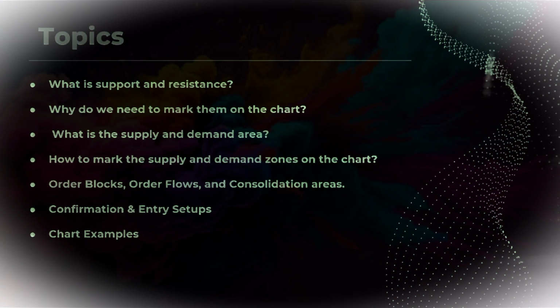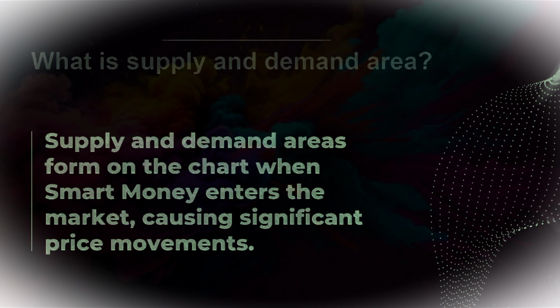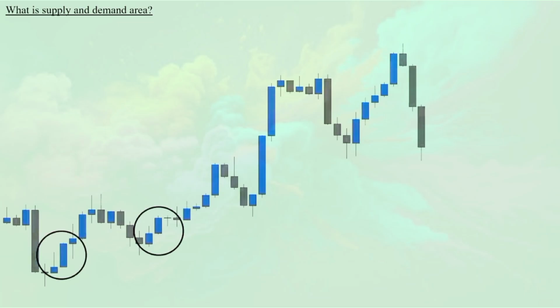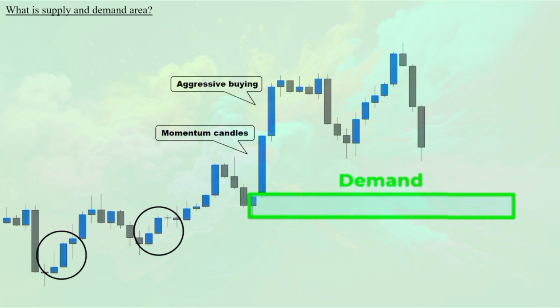Now what is the supply and demand area? In smart money concepts, supply and demand areas form on the chart when smart money enters the market, causing significant price movements. We can't refer to it as a demand zone when we have rejections with multiple small candles. A valid demand zone forms on the chart when the market prints large candles indicating aggressive buying pressure. The momentum candles tell us that big institutions, banks, hedge funds, or basically the smart money is in the market.